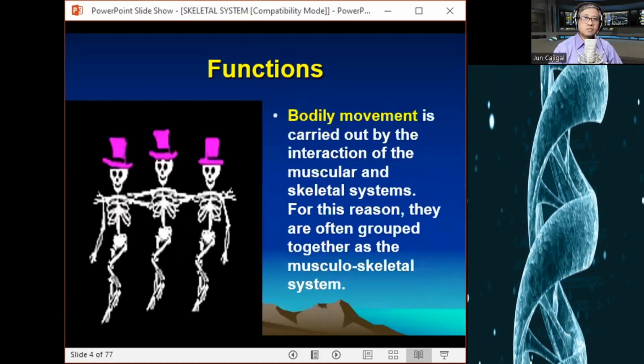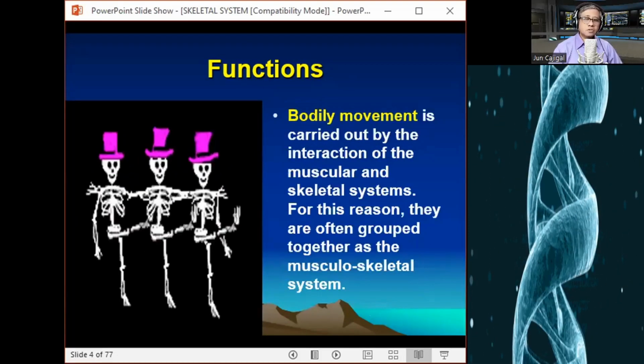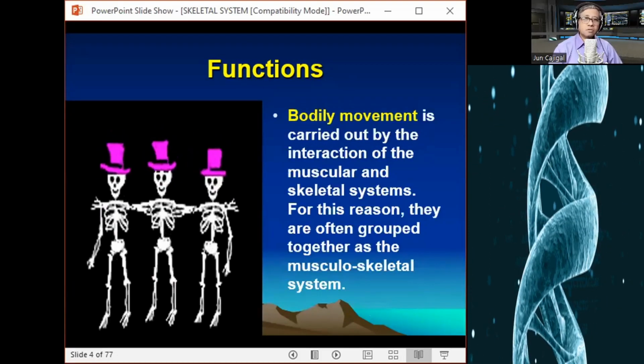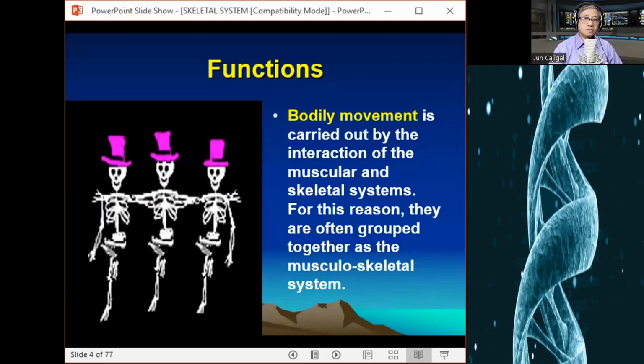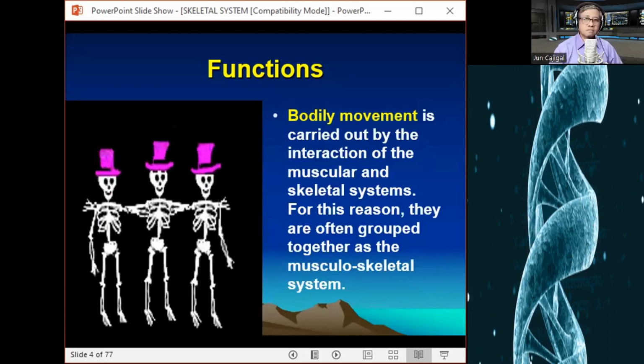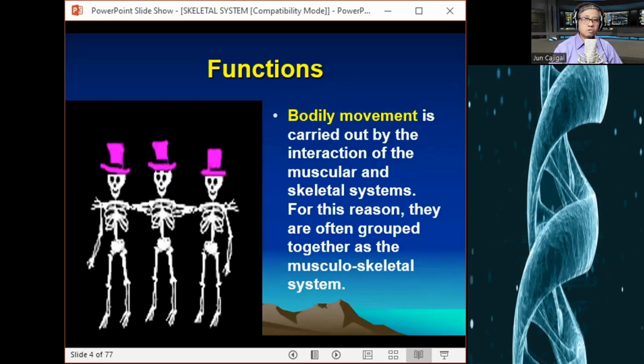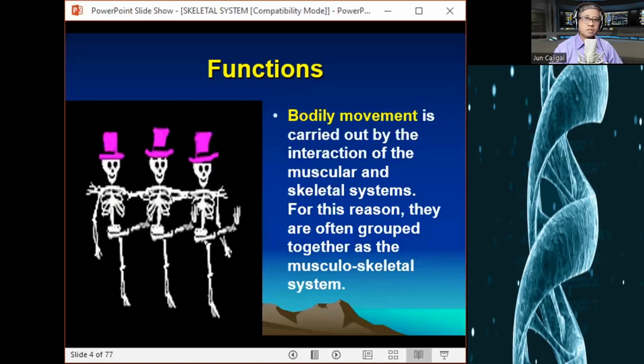Also, our skeletal system provides bodily movement. Bodily movement is carried out by the interaction of the muscles and our body framework, the muscular and the skeletal systems. For this reason, they are called the musculoskeletal system.